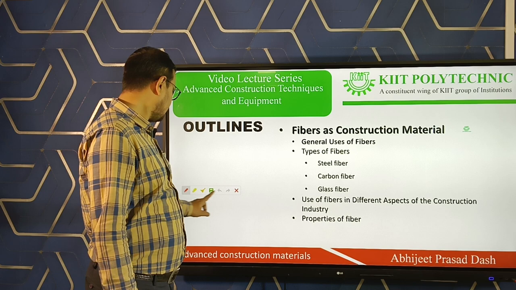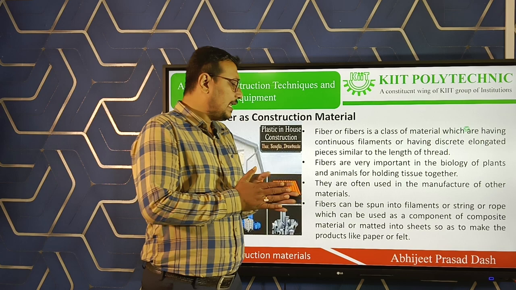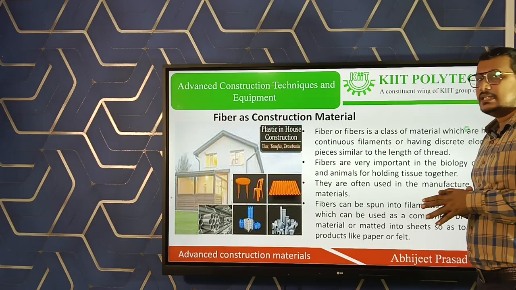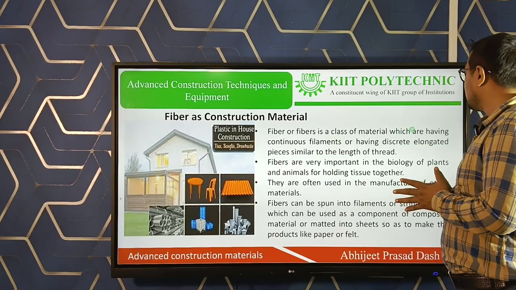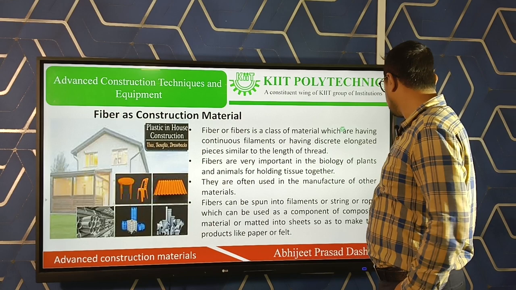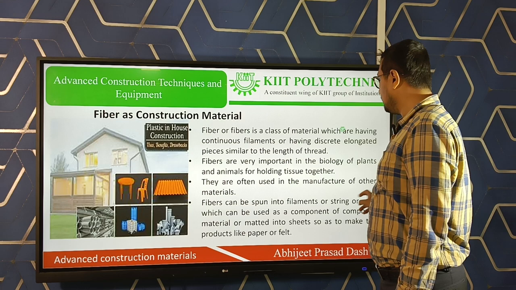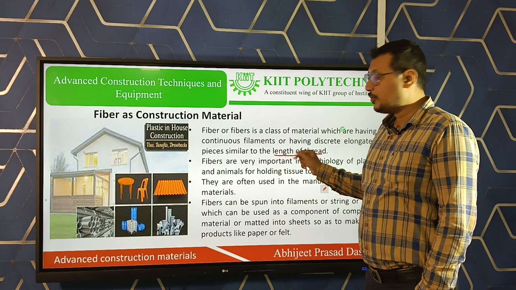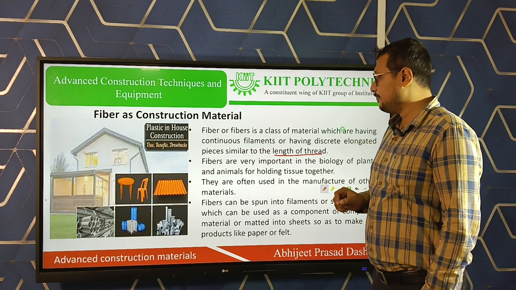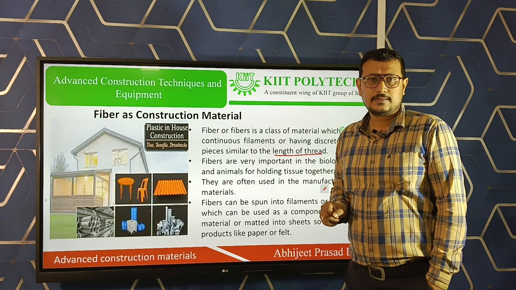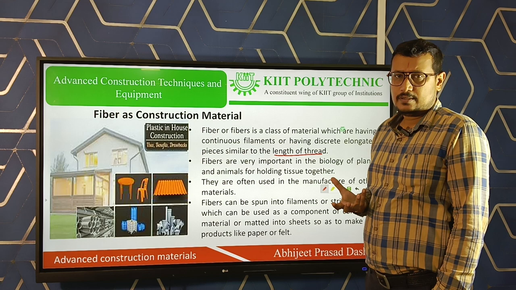So, fiber as construction material. Fiber or fibers is a class of material which are having continuous filament or having discrete elongated pieces similar to the length of thread. Fibers are very important in the biology of plants and animals for holding tissue together. They are often used in the manufacture of other materials. So it is a continuous filament type structure which we are using.